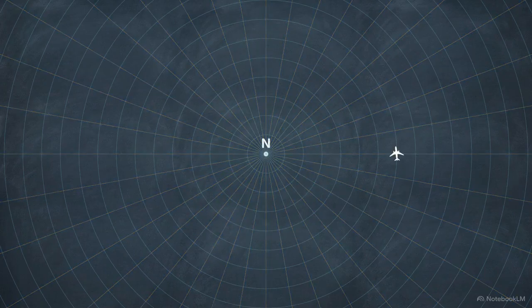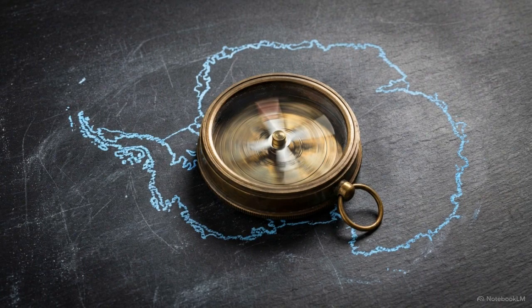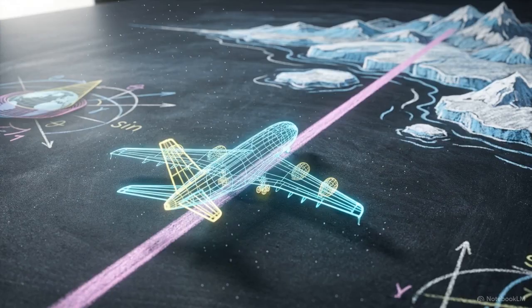Near the poles, all the Earth's meridians converge sharply to a single point. Because of this extreme convergence, attempting to fly a constant compass heading is physically impractical. Since Rhumb lines are practically useless at the top and bottom of the world, following an exactly straight great circle is the only reliable method to navigate these extreme latitudes.